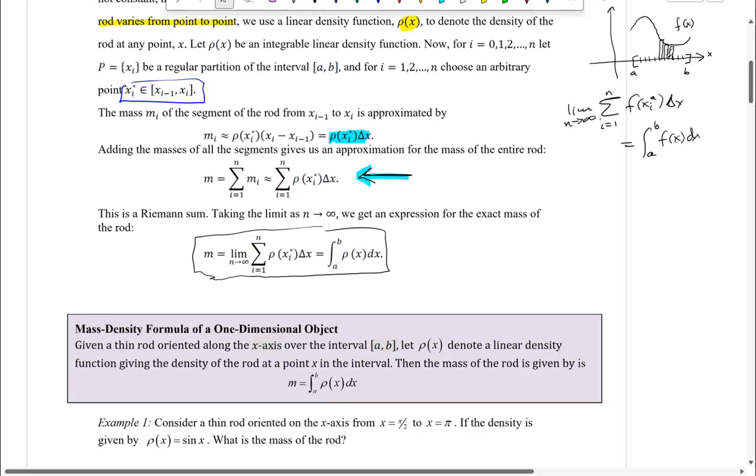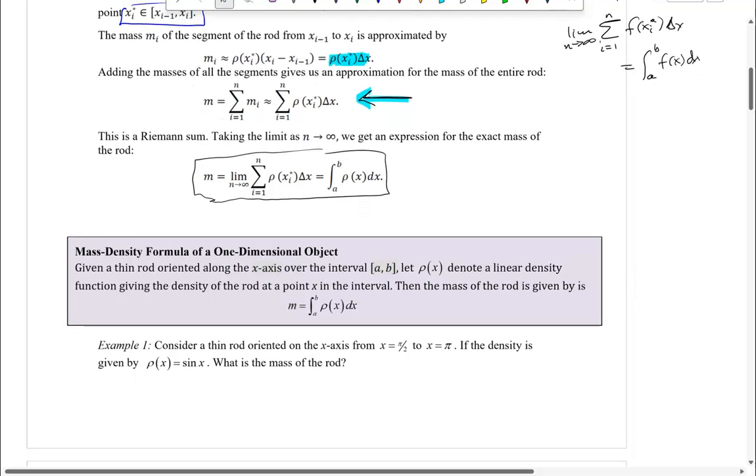So in the gray box, it goes through all the specifics on that. You can pause the video and read that, but it basically presents what we just showed. And let's go ahead and do example one.